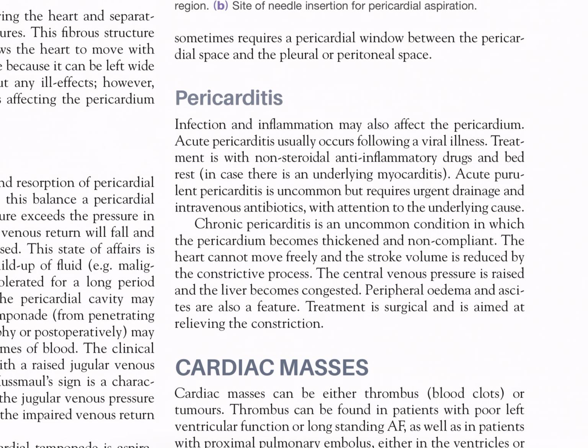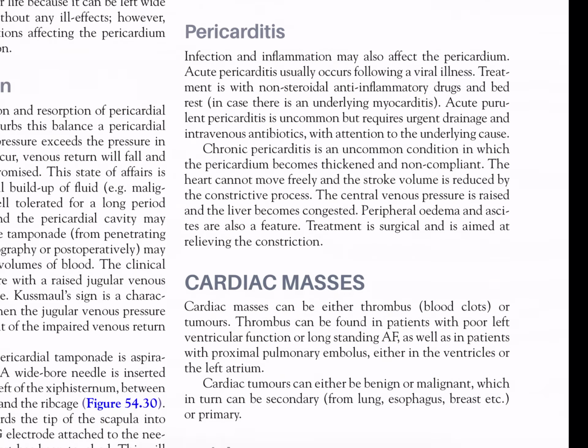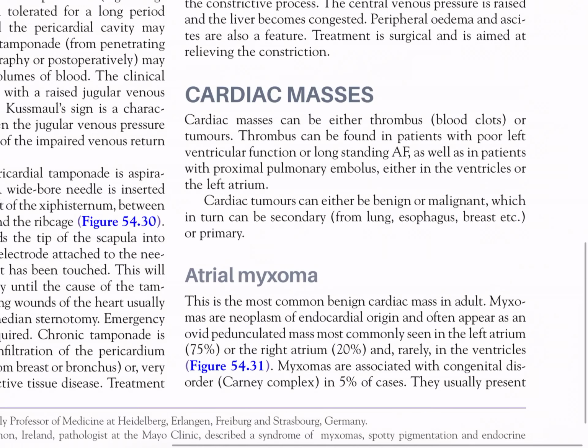Chronic pericarditis is an uncommon condition in which the pericardium becomes thickened or non-compliant. The heart cannot move freely and the stroke volume is reduced by the constrictive process. The central venous pressure is raised and the liver becomes congested. Peripheral edema and ascites are also features. Treatment is surgical and is aimed at relieving the constriction.